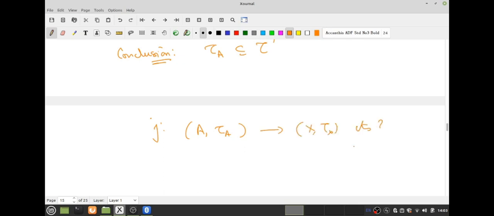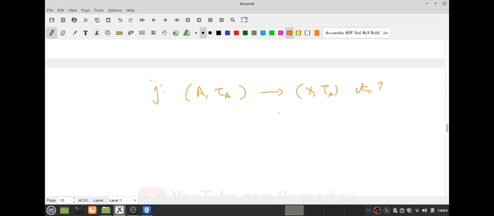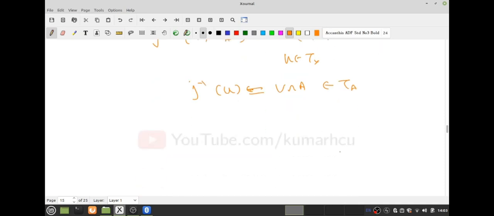Is this continuous? Of course it is continuous. Why? Start with U in tau X. Then, as I said, what is J inverse of U? That is U intersection A, therefore it is in tau A, right? So please understand, tau A makes this function J from (A, tau A) to (X, tau X) continuous.